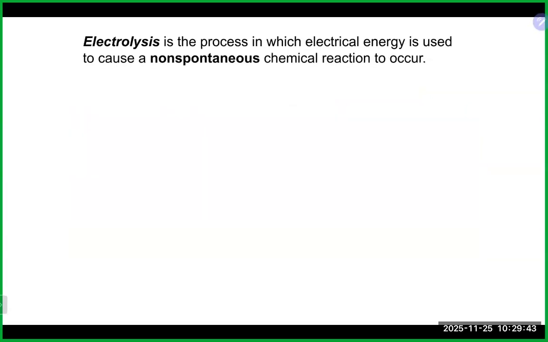Any questions on corrosion and batteries? So batteries, again, just kind of need a generally similar understanding of the difference between a traditional galvanic cell and corrosion, what it is.